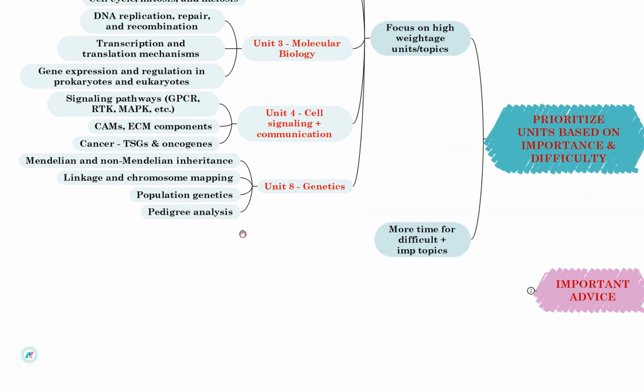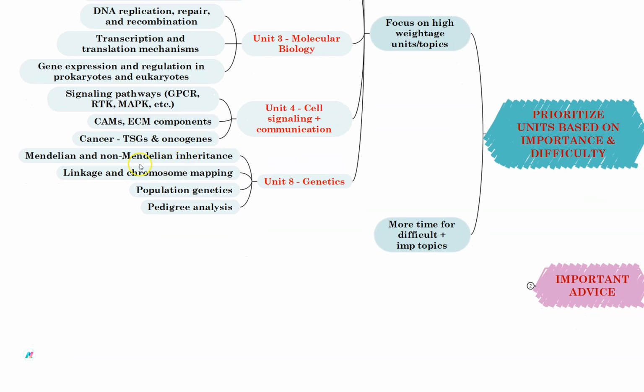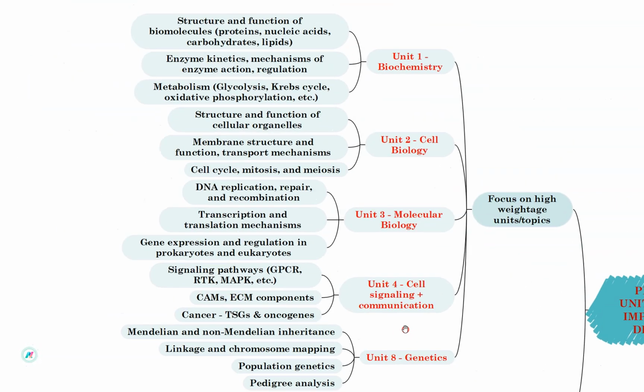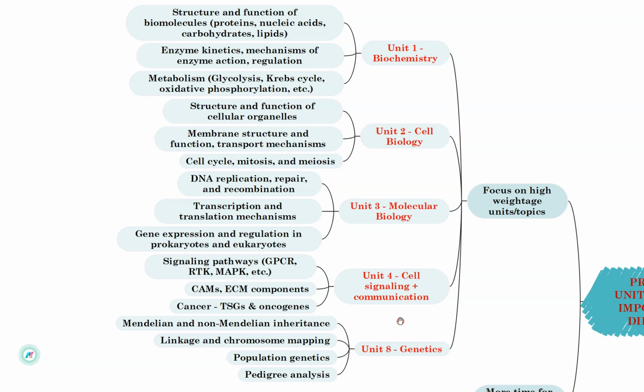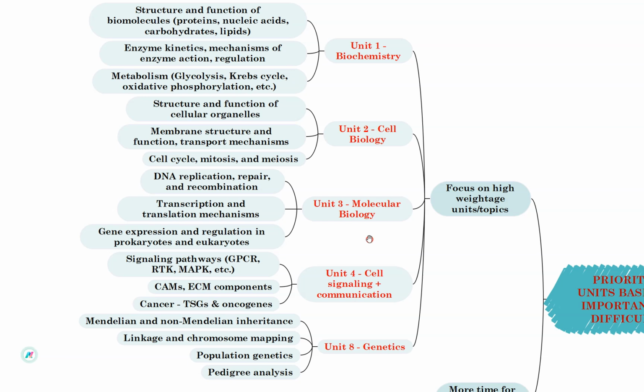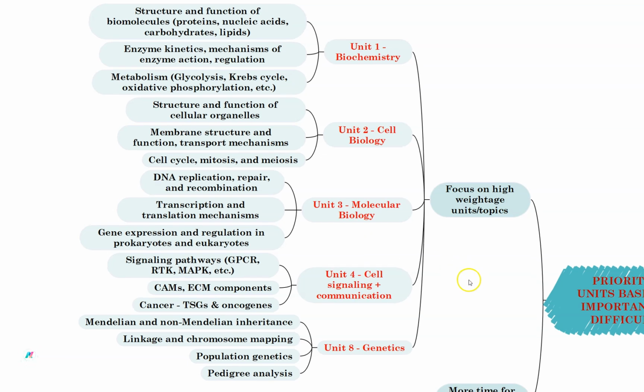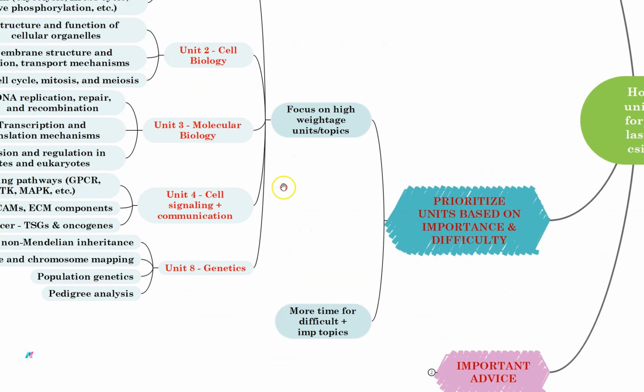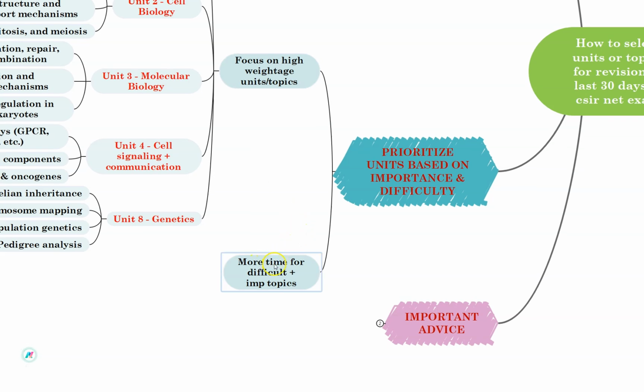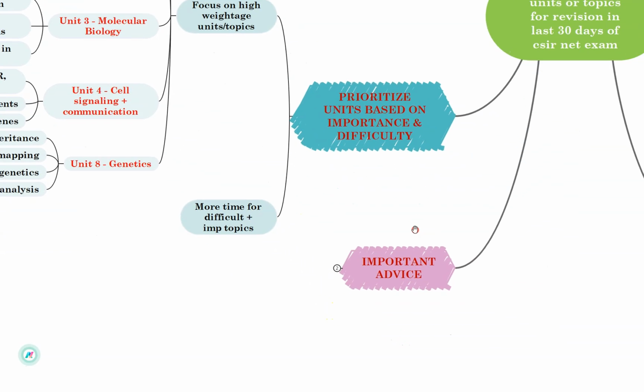From unit 8, Mendelian and non-Mendelian inheritance, linkage, chromosome mapping, population genetics and pedigree analysis. If you cover at least these parts from these 5 units, there is a chance that you will be able to attain at least 30 to 40% of the questions in CSIR. Ensure that you give more time for the difficult and important topics.